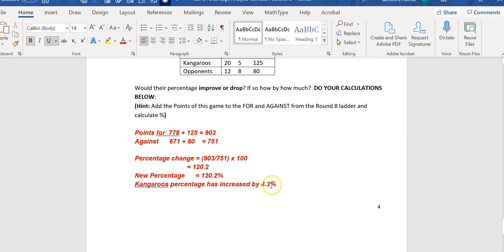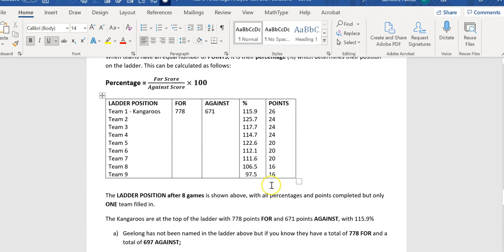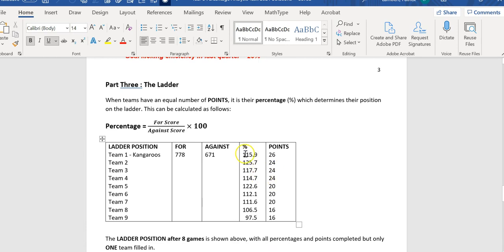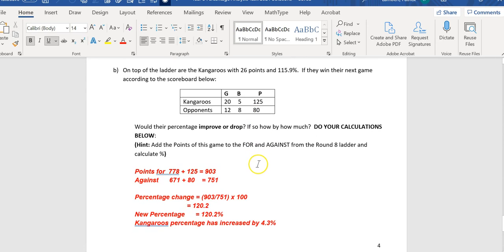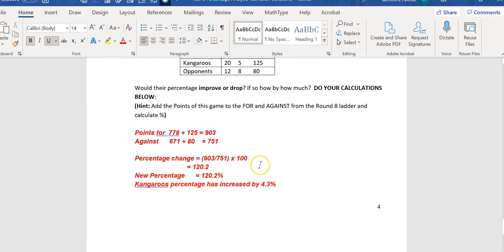It's increased by 4.3%. This is what it was, 115.9, and it's now 120.2. So 120.2 minus 115.9, 4.3. So it's increased by 4.3%.